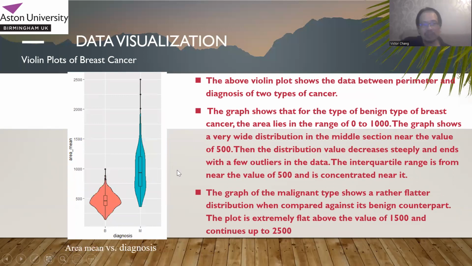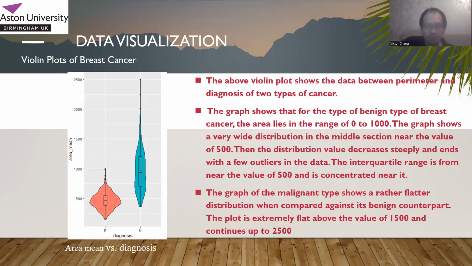And then with the area mean, the above violin plot shows the data between the parameter and diagnosis of two types of cancer. The graph shows that for the benign type of breast cancer, the area lies in the range of 0 to 1,000. So that can be from nothing all the way to 1,000. And the graph shows a very wide distribution in the middle section near the value of 500, because most of those parameters are concentrated in this part. And the distribution value decreases steeply and ends with a few outliers in the data.